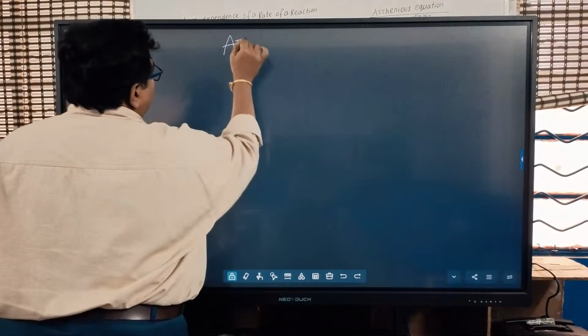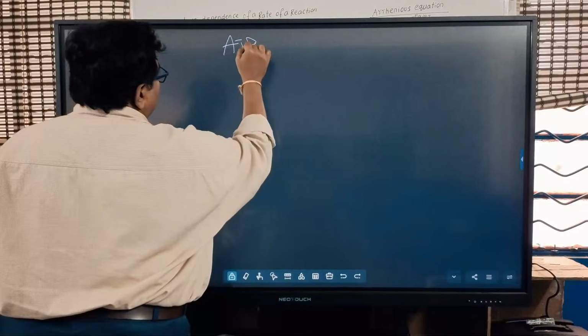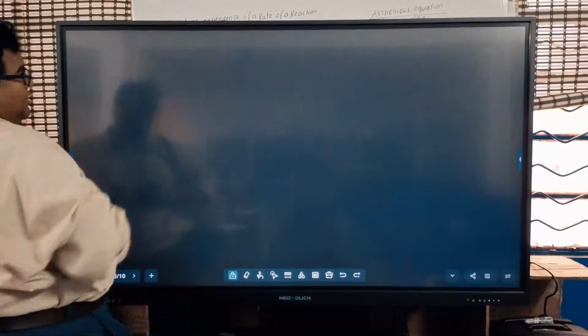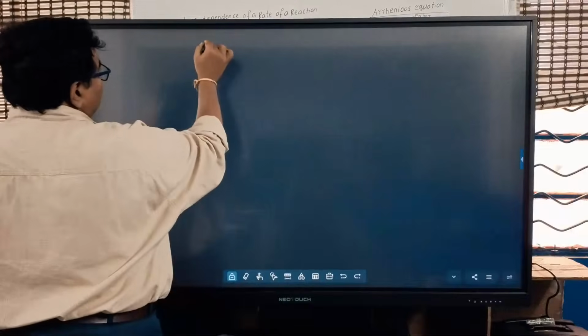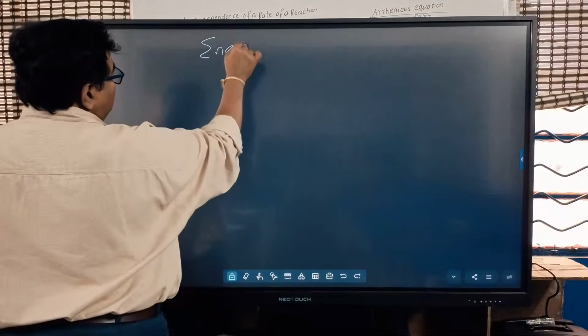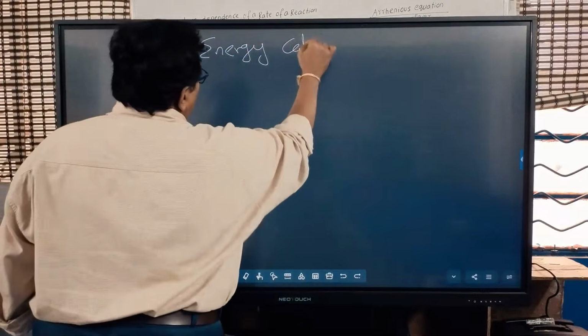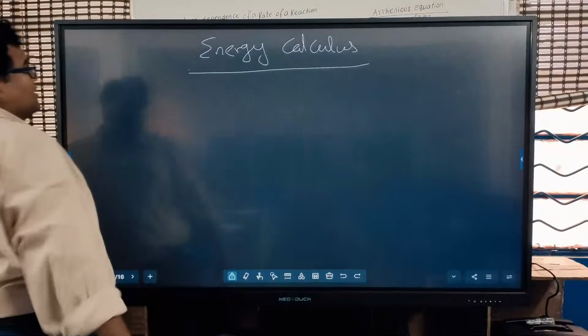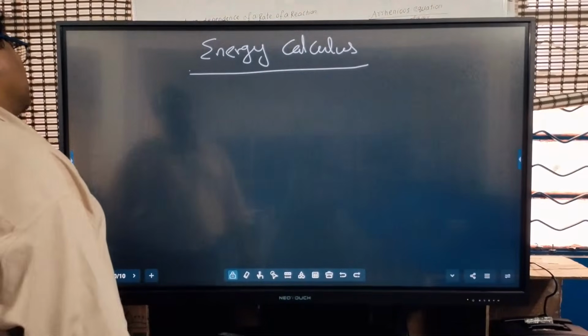We are going for calculating the ATP. In the IB curriculum, International Baccalaureate curriculum, IGCSE curriculum, and the CBSE advanced curriculum, we used to say energy calculus. We should go for energy calculus. So, in this energy calculus, let me work it out.